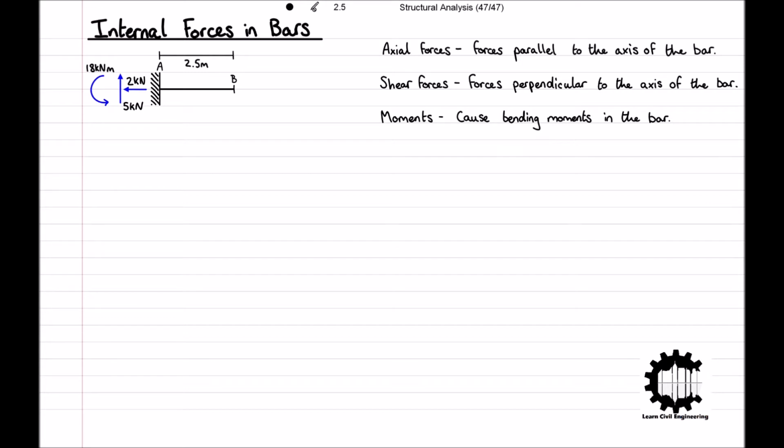Now, as we have cut the bar at point B, we must replace the right side of the structure with the existing internal forces. As these are all unknown, we will assume senses for them, and writing them onto our diagram, we have the axial force, N, the shear force, V, and the moment, M.